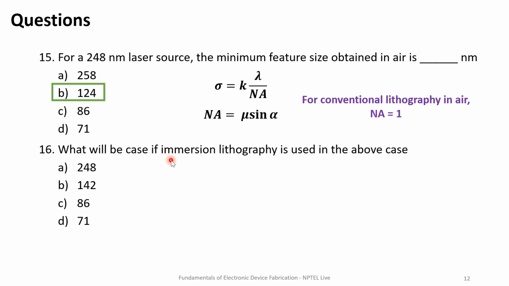So you can think like that. Immersion lithography is actually used for increasing the numerical aperture. In the first case we used air as the medium, right? In immersion lithography we will be dipping the setup into some other medium like water or oil, and usually immersion lithography is done in water. So what will be the case if immersion lithography is used in the above case? What will be the value of numerical aperture?